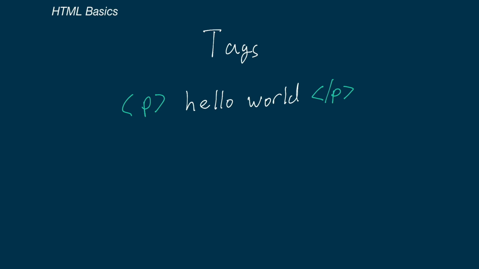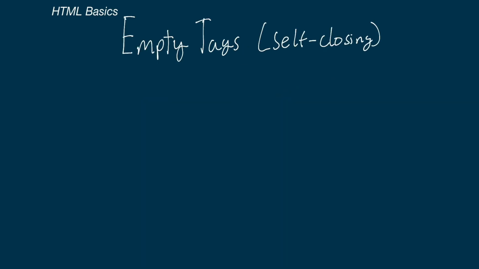In general, most tags are going to follow this format, but there are some exceptions, and these are known as empty tags or sometimes called self-closing tags. These are tags that don't have any content, and because of that, we don't include a closing tag, since there would be nothing for it to wrap. So let me give you an example.